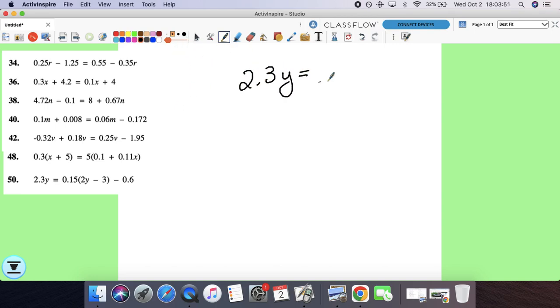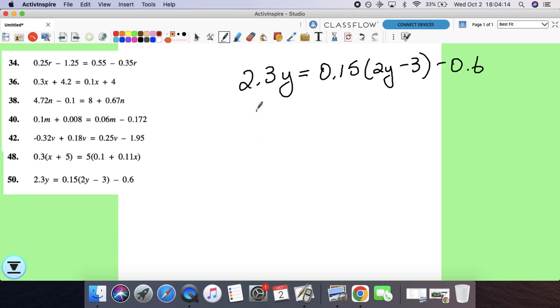2.3y equals 0.15(2y minus 3) minus 0.6. Okay, like the previous problem, we've got to get rid of the parentheses before we start looking at the equation in terms of decimals and what we're going to be multiplying both sides by.